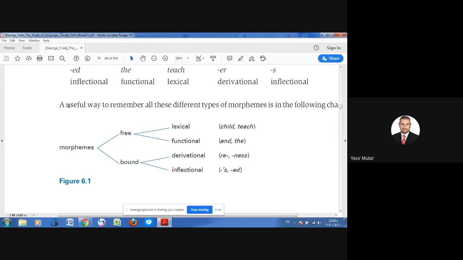For example, we have this word, useful. It's one word in English, but in morphological description, it is composed of two elements or two items: use plus full. And what is a morpheme?